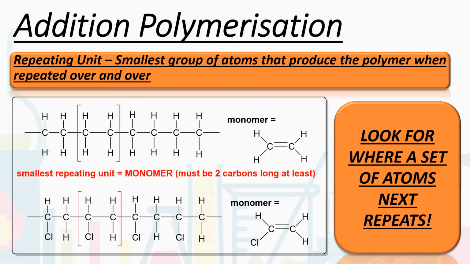Another example would be the one at the bottom, and so we can see here that the repeating unit is this CH2 group shown in the red brackets.